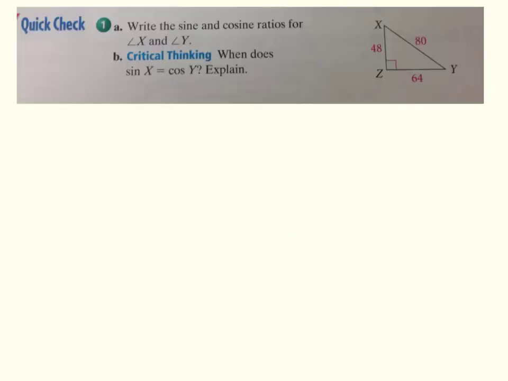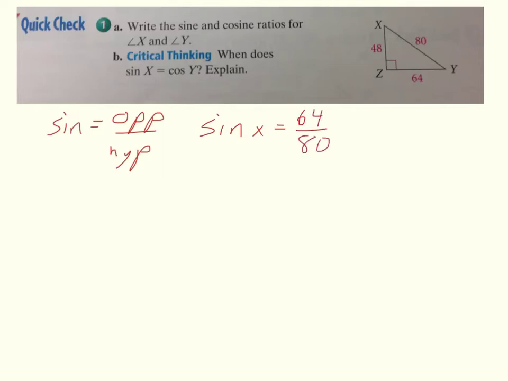Now let's try quick check number 1. Please pause the video while you try to figure out the sine of x and y and the cosine of angle x and angle y. Okay, sine is opposite over hypotenuse. So the sine of x is going to equal 64 over 80. The cosine is adjacent over hypotenuse. So the cosine of x is going to equal 48 over 80.